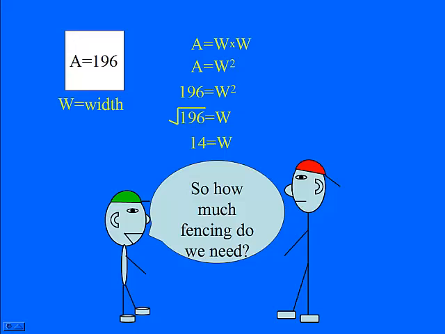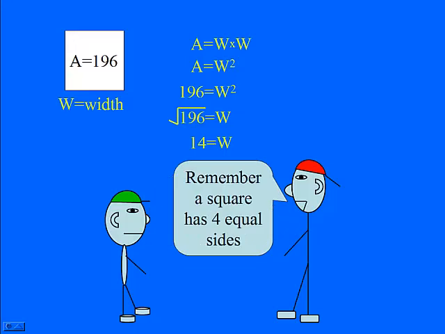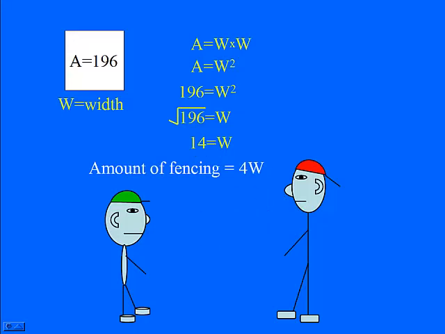But have we answered the question to the problem? How much fencing do we need? That's right, a square has 4 sides. We've just found the length of one of them. So, the amount of fencing we need is going to be 4 times this answer. 4 times 14? Our answer is 56 meters of fencing.